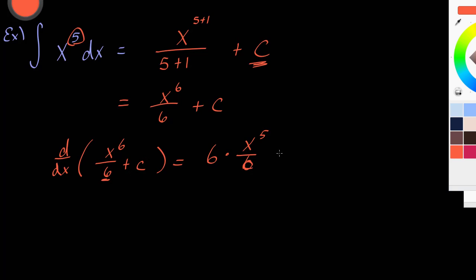And remember, the derivative of a constant is just 0. These 6's are going to cancel out, and we are going to get x to the 5th, just like we thought we would. Awesome. Let's try another example, maybe one that's a little bit more complicated.